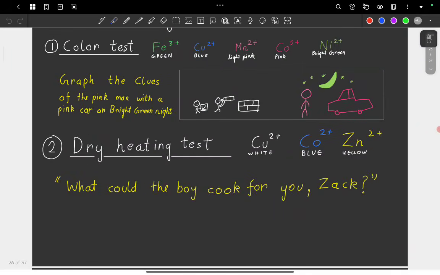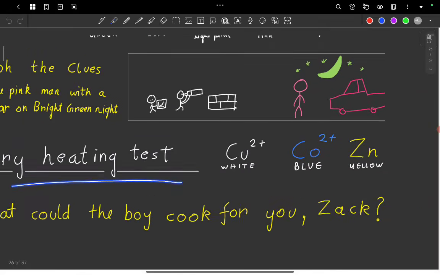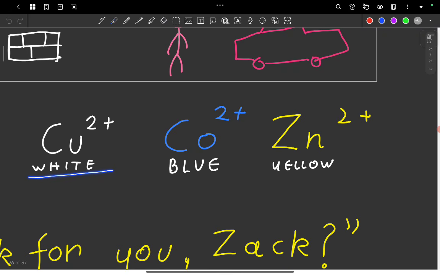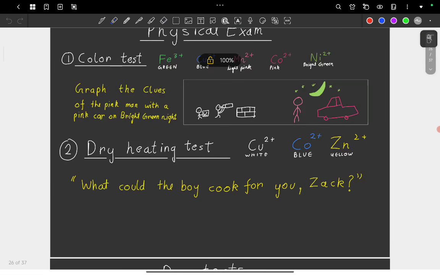So now let's learn about the dry heating test. The NCERT only mentions these salts, and also they mention the Fe2+ ion, but that is not in your syllabus. So the copper ion is white when you heat it. Like if you heat the dry sample of the salt, it changes color from blue to white.